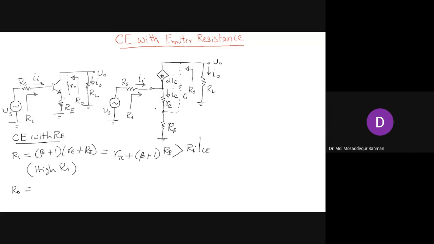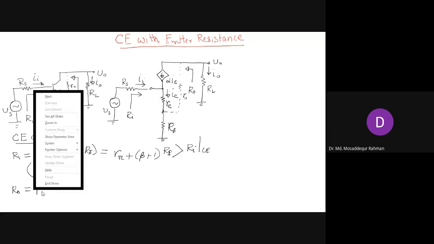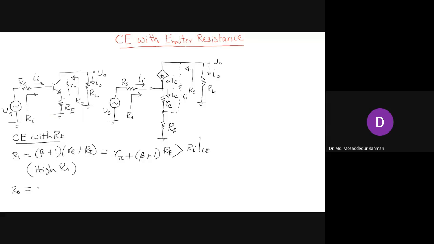But for a practical amplifier, the expression for the output resistance will be like this: r naught times 1 plus gm, R pi in parallel with RE.